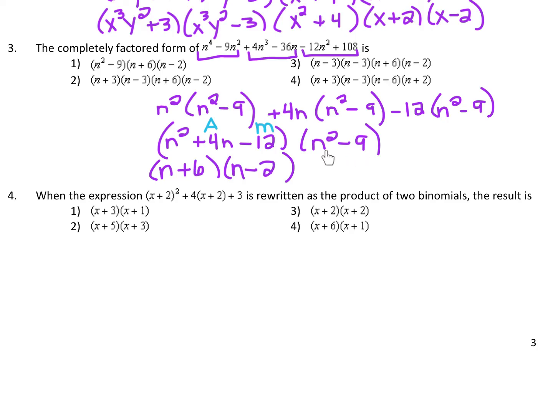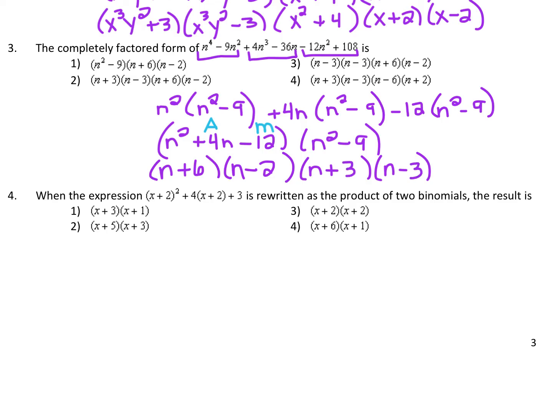Okay, and then if we look here, we have a binomial, two terms. If you have a binomial, what we're looking for is a difference of perfect squares, which they both are. So we could set up two sets of parentheses, and then we're going to take the square root of the first term. The square root of n squared is n. We're going to make one plus and one minus, and then we're going to take the square root of the second term. The square root of 9 is 3. So let's put a 3 in each spot.